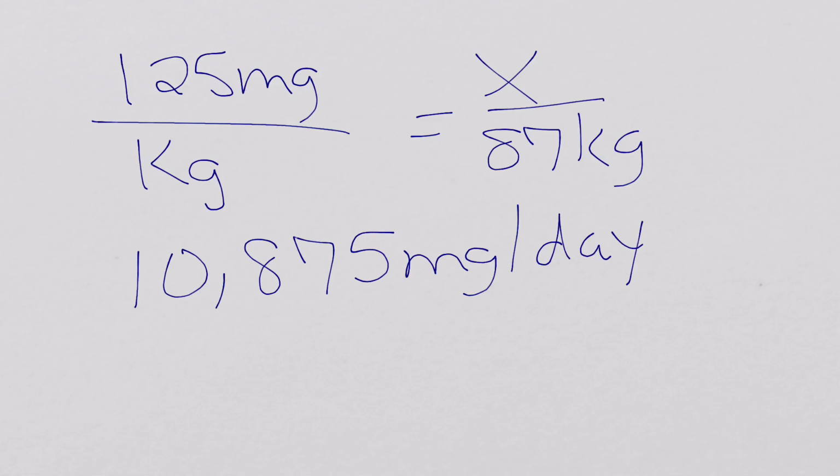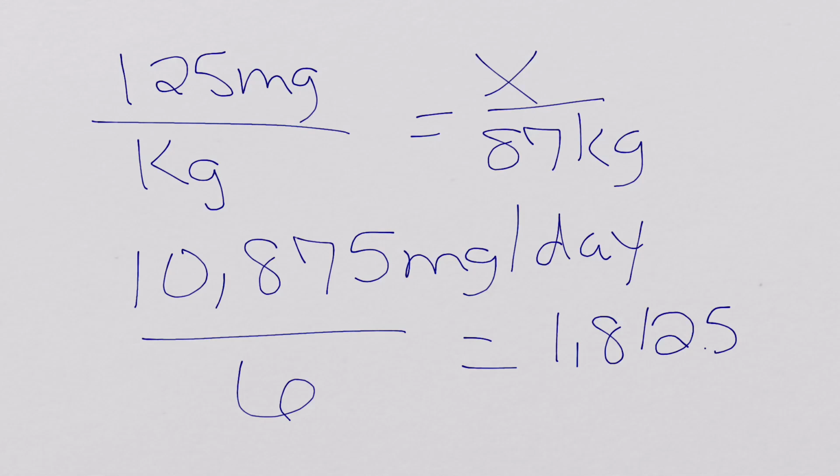because it's telling us that our patient's receiving 125 milligrams per kilogram per day. But our question's asking us what will each dose be. They're taking 6 doses, so they would have 10,875 divided by 6, and that should equal 1,812.5 milligrams.